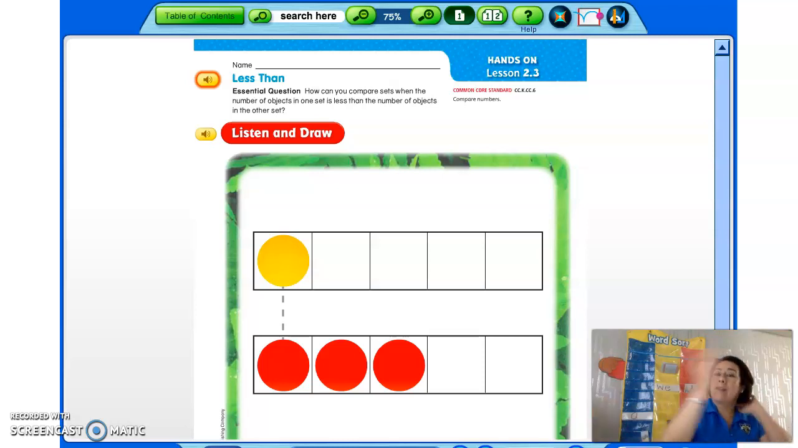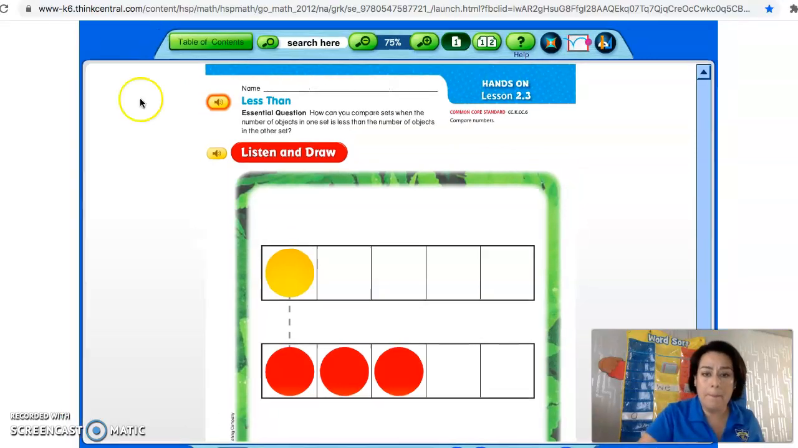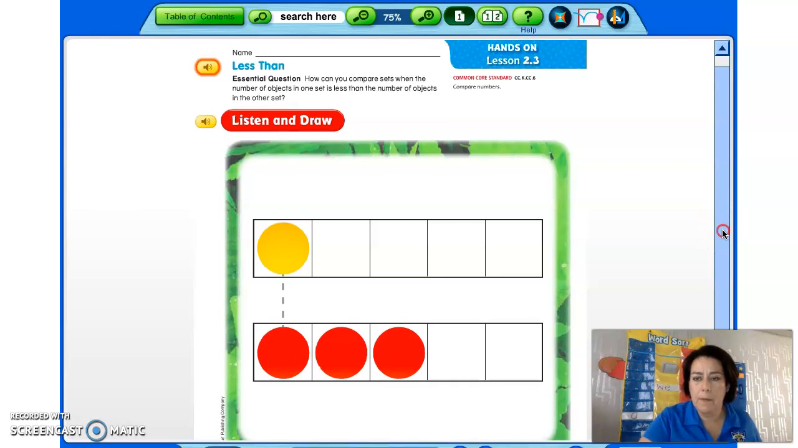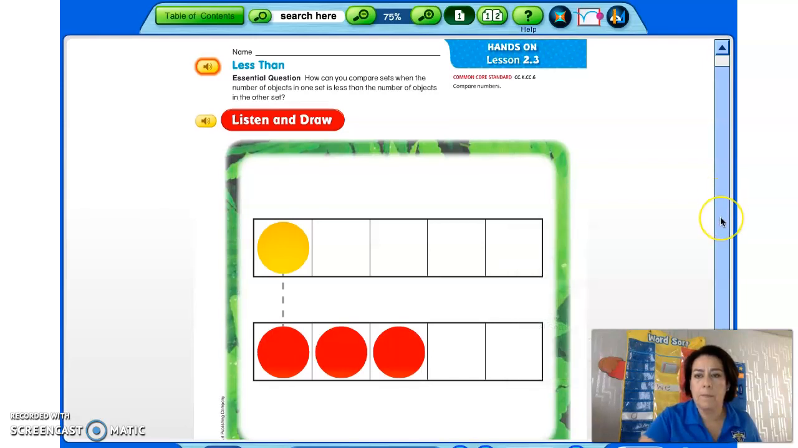Remember, the past week was about the same, and this week it was about greater, and now it's going to be about less. So listen up, okay? Here we are. Less than. Essential question: How can you compare sets when the number of objects in one set is less than the number of objects in the other set?